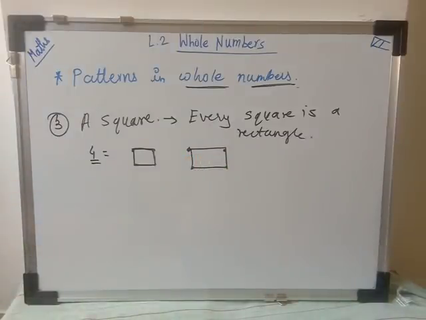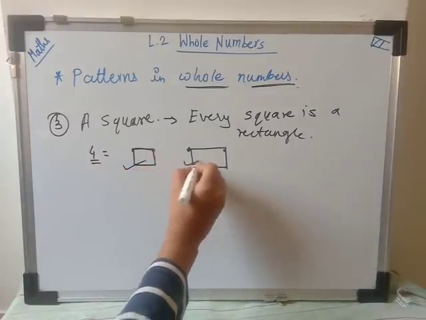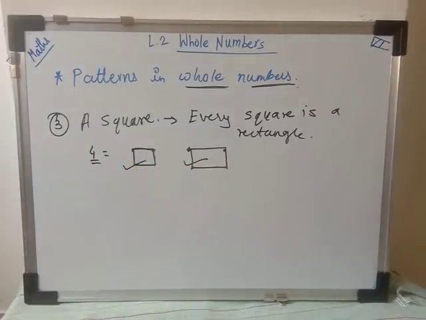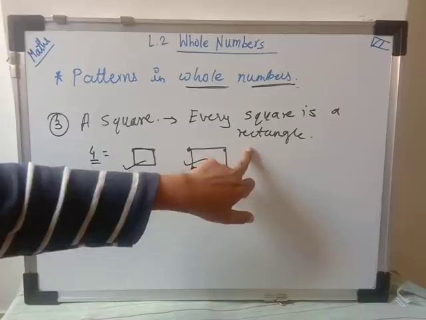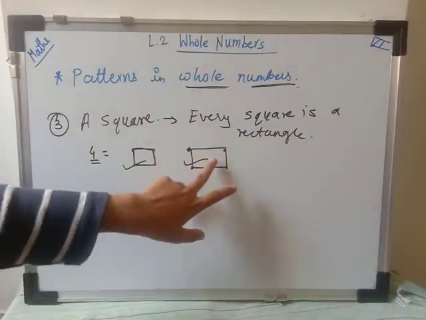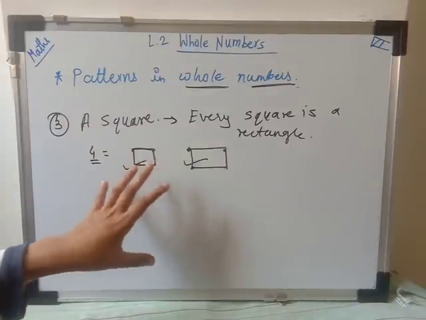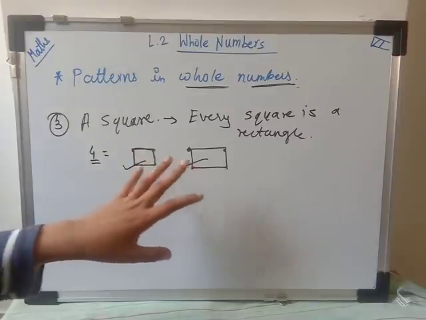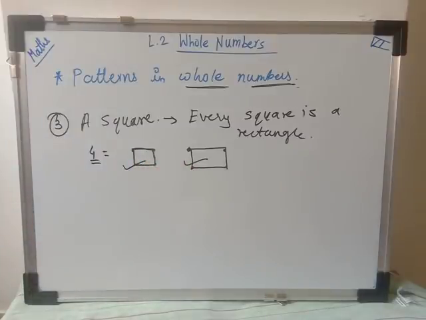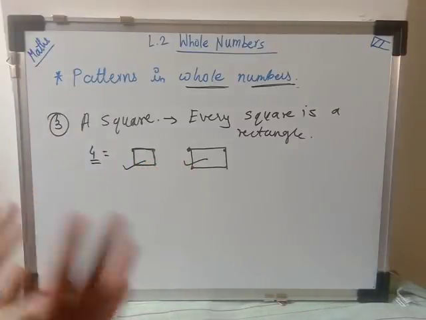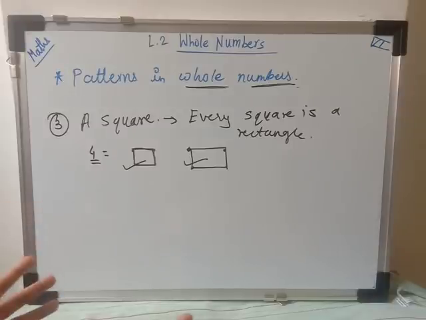See, here 4 is a whole number where we have made a square as well as a rectangle. So we can say that every square is a rectangle, but we can't say that every rectangle is a square. So you have to keep in mind what the difference is between a square and a rectangle. Okay, so again, one more important thing: how to decide which whole numbers we can make a square of.